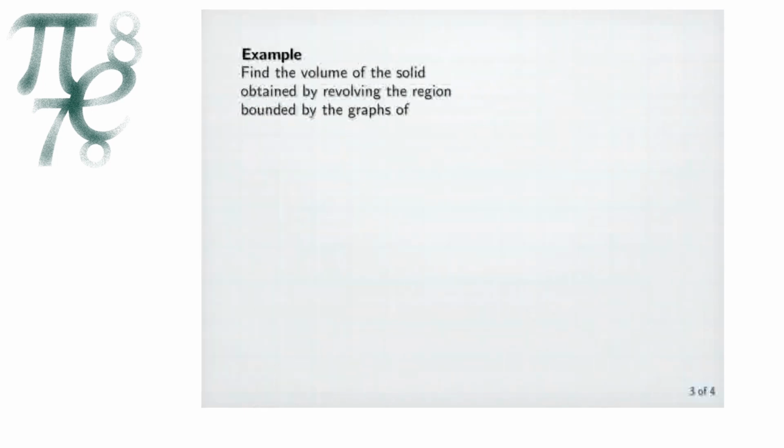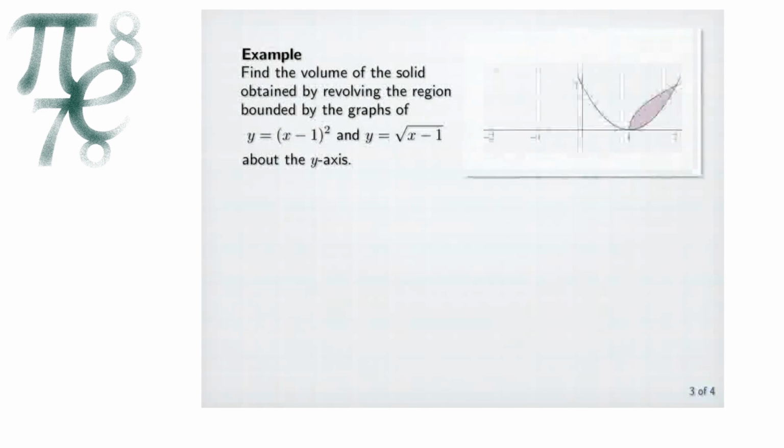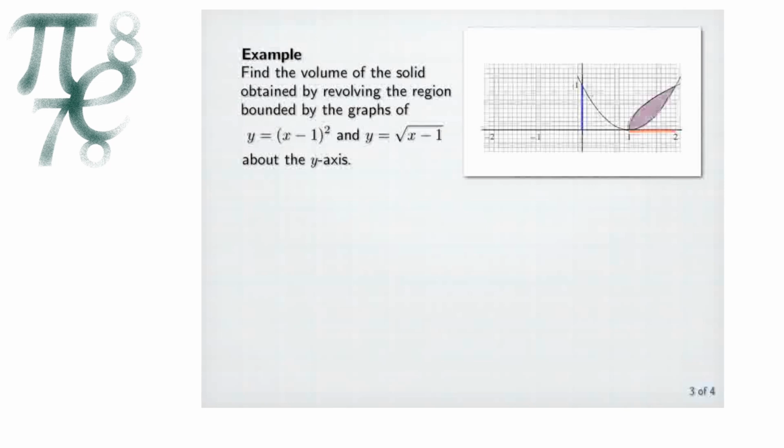Example. Find the volume of the solid obtained by revolving the region bounded by the graphs of y equals (x minus 1) squared and y equals the square root of x minus 1 about the y-axis. Now here's a picture of the region. Let's note here that x lives between 1 and 2, and y is between 0 and 1. Now let's rotate the region.